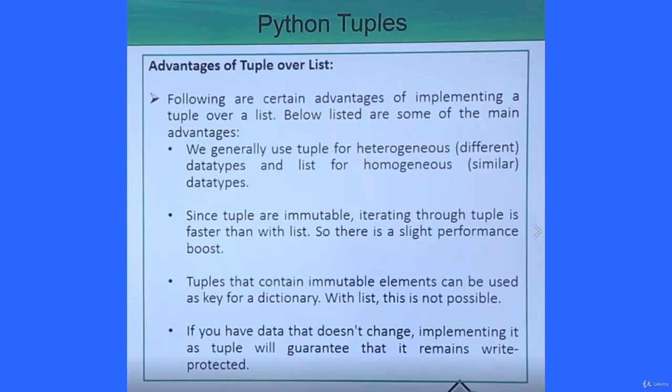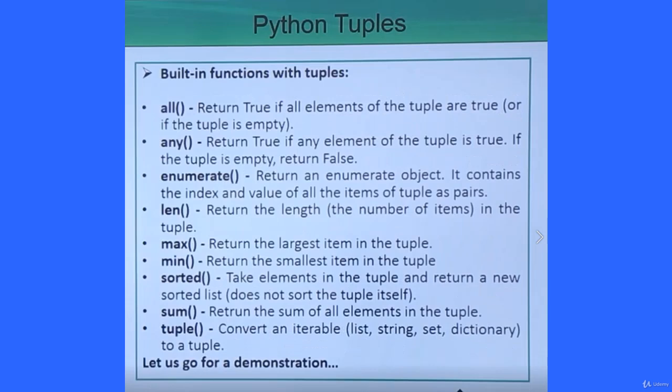If you have data that does not change, implementing it as a tuple will guarantee that it will remain in read-only mode. There are different built-in functions with the help of which we can do some processing of the members of the tuples. First one is all. Return true if all elements of the tuple are true. Any. Return true if any one of the elements of the tuple is true. Enumerate. Return an enumerate object. It contains the index and the value of all the items of the tuple as pairs.